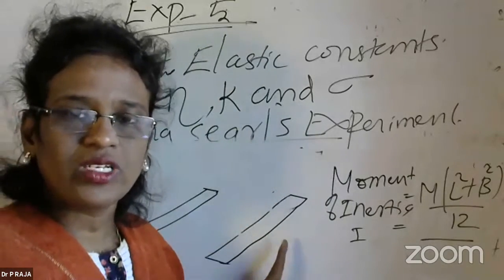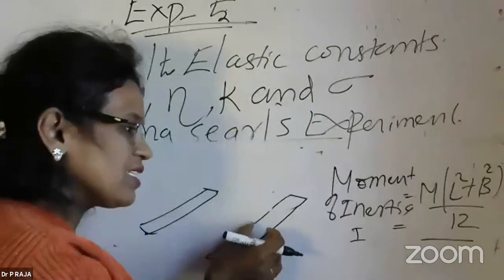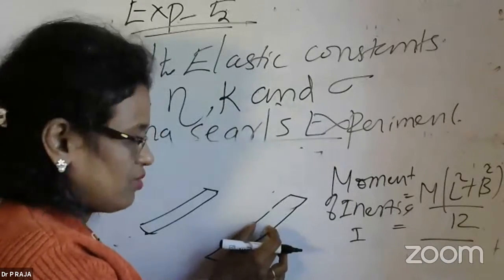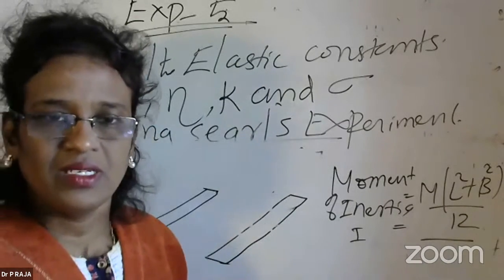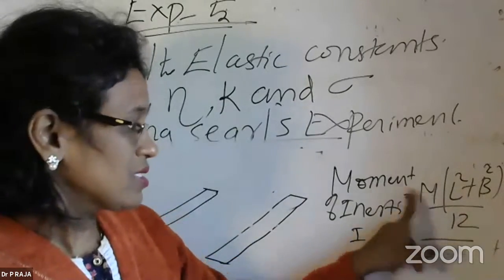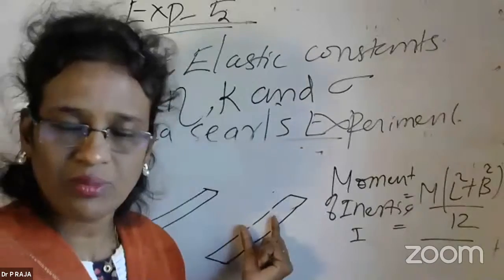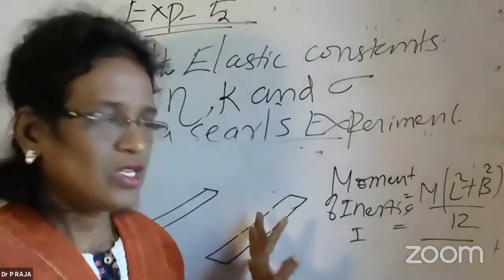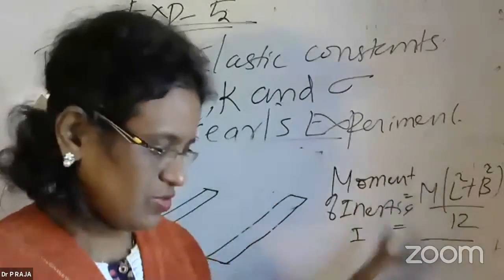So you will draw a tabular column for finding the width or the breadth of this bar first. And you will substitute here the length, the breadth and the mass. One bar you will take and measure the mass. We have a spring balance. We'll measure and find the moment of inertia first.